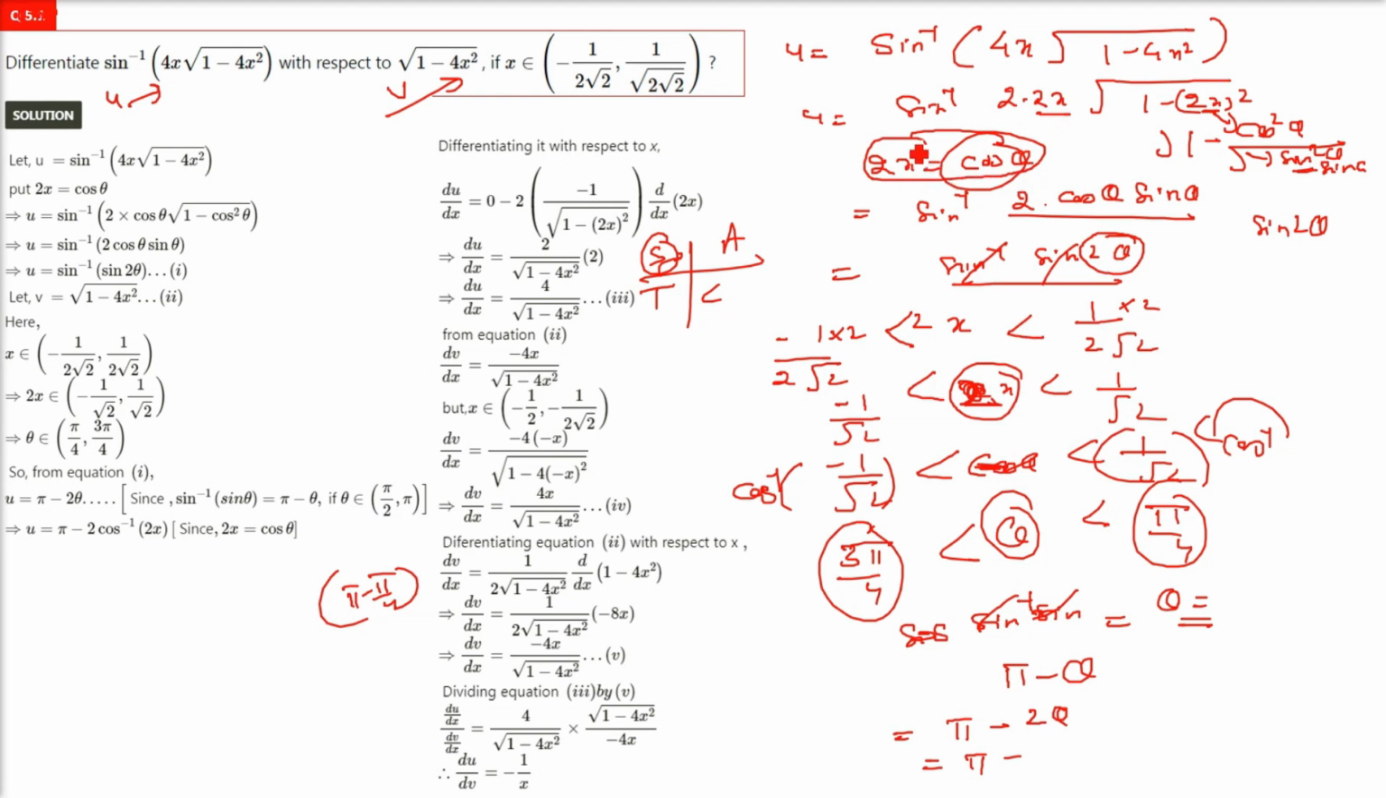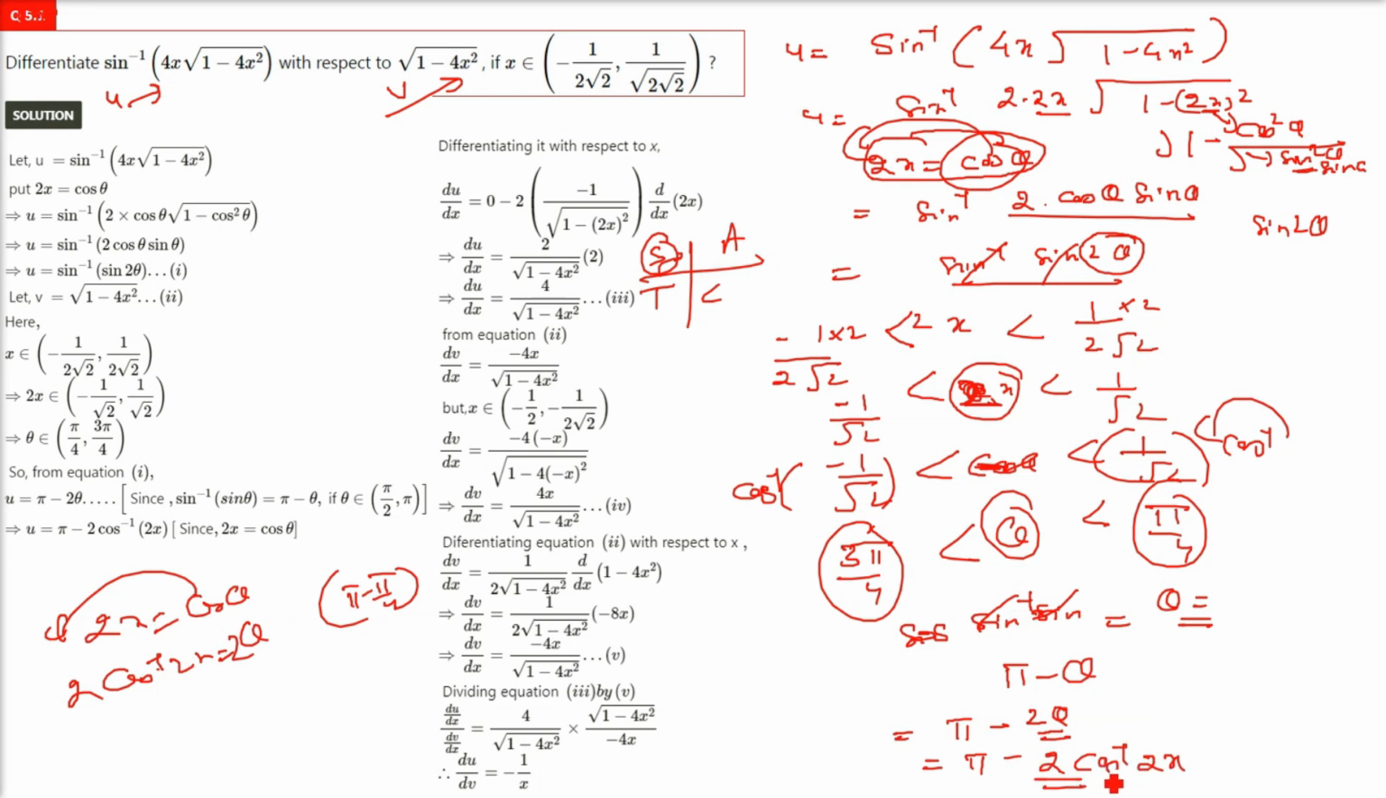Alright. And when you put this as pi minus 2 theta, theta will be what? 2x is cos theta, so theta will be cos inverse 2x. So in place of 2x, you can write cos theta. When you do 2 theta, it will be 2 cos inverse 2x. So pi minus 2 cos inverse 2x it will be. Now you have to differentiate this.